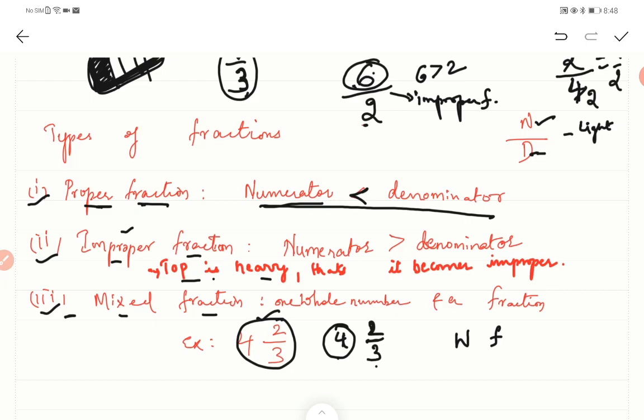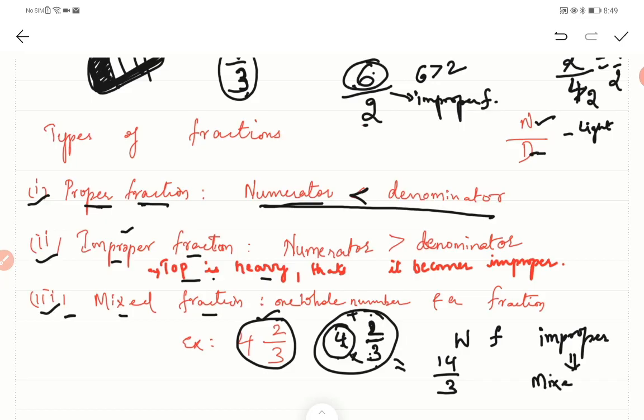So how can you write this number as a normal fraction? You need to multiply these two and add here. So first multiply 4 times 3 is 12, plus 2, how much? 14 by 3. Any improper fraction you can easily represent as a mixed fraction. Always, improper fractions can be represented as mixed fractions. When we do problems, it will be more clear to you.